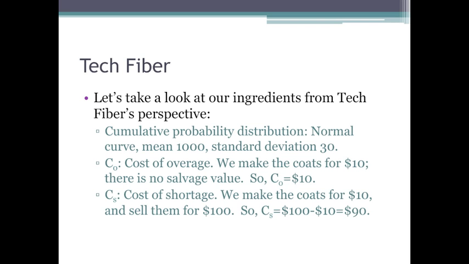So let's take a look at all of this from Tech Fiber's perspective. So, cumulative probability distribution, normal curve, mean of 1,000, standard deviation of 30. Cost of overage: Tech Fiber makes the coats for $10. There is no salvage value. So, cost of overage is 10. How about the cost of shortage? Well, they make the coats for 10, sell them for 100. So the cost of shortage is 100 minus 10, equal to 90.